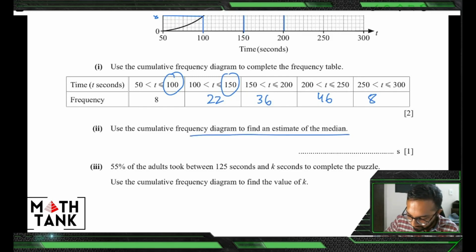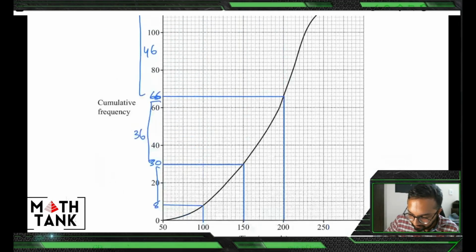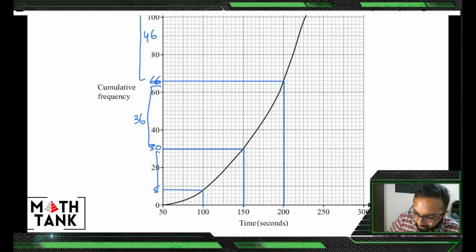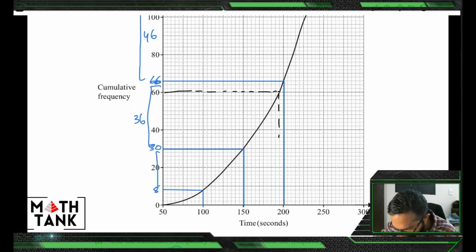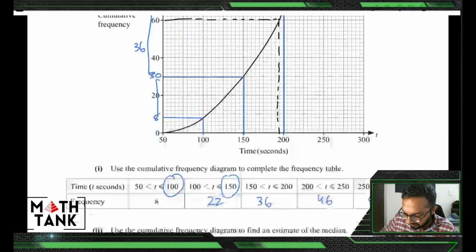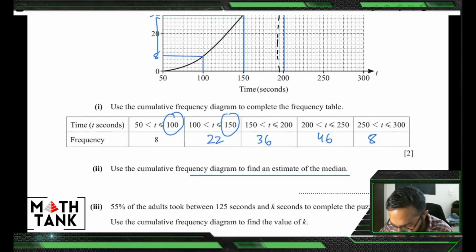Use the cumulative frequency diagram to find an estimate of the median. So the median is going to be the 60th value. I think that's obvious right now, so I'm just going to go back and read that value. It comes up a little before 200. How much is one box? Oh, that's 50 boxes. So 195.